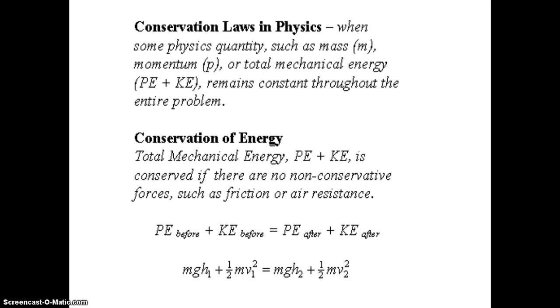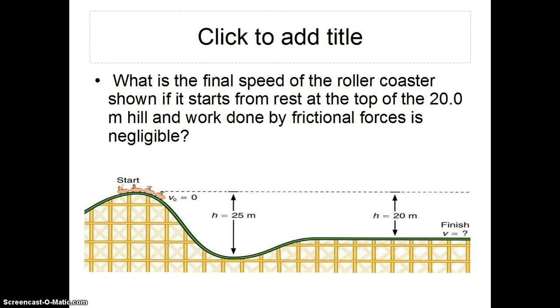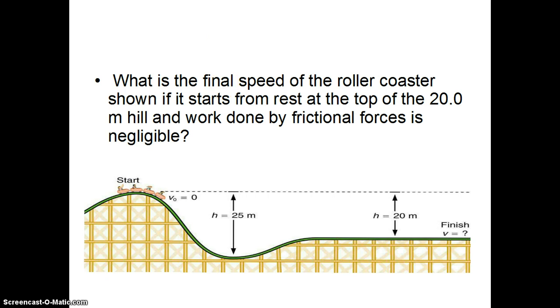So first, when we have non-conservative forces, just the force of friction. Here we have a roller coaster at the top of a hill, and it's initially moving at 0 meters per second. It dips down to 25 meters below, and then finally levels out 20 meters below where it started from. What we're asking for is the final velocity over here. And here the frictional force is negligible, so in other words we can ignore it.